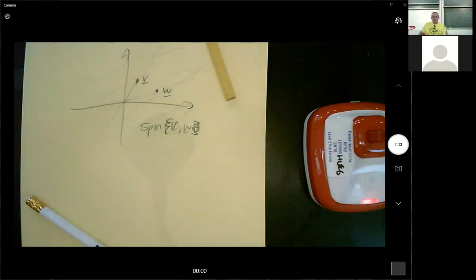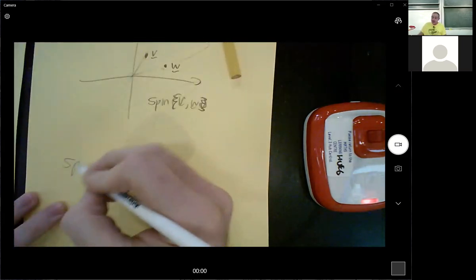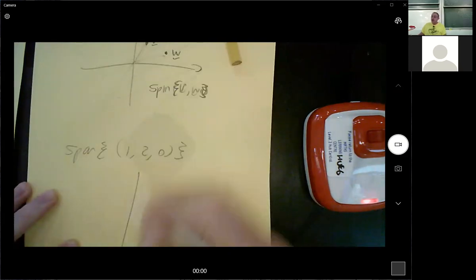Right. This one, when there were 2 coordinates, made a line, and this one, where there were 3 coordinates, made a plane. It's not the number of coordinates, it's the number of vectors. So if I was in 3D and I had the span of just (1, 2, 0), it would also be a line.